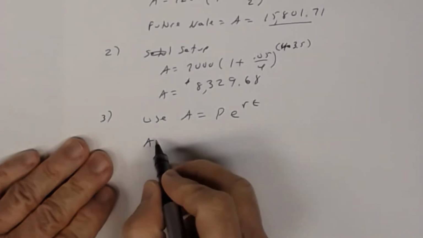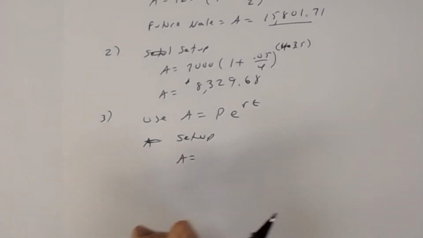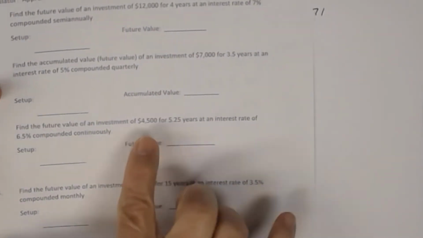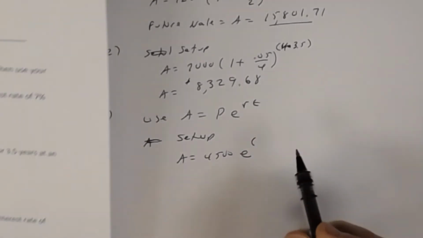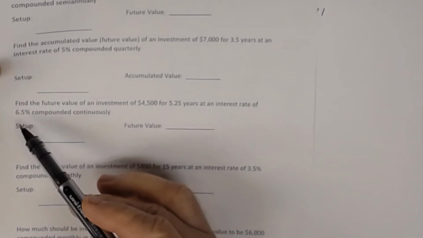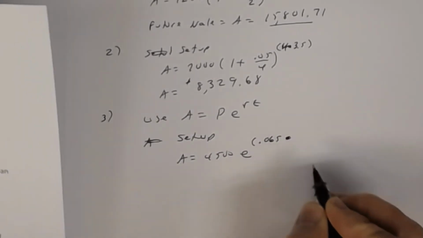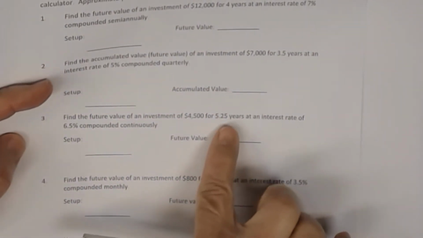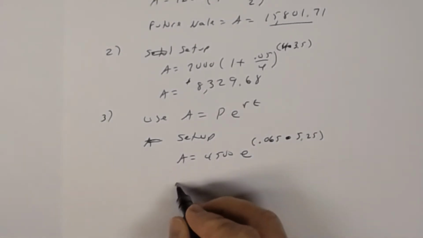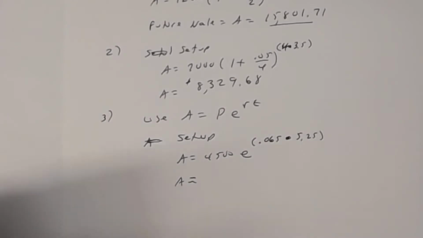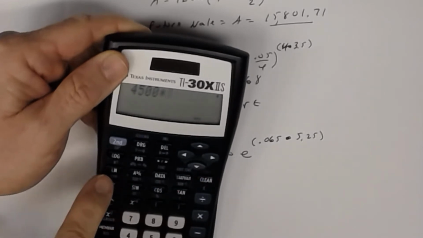So here's your setup. A equals P, where the principal is $4,500, so 4,500 times E raised to the rate, which is 6.5%, so 0.065, times the time, which is 5.25. There's your setup. Now you're going to use your calculator. You say 4,500 times E, and remember, you have to use your calculator's E.